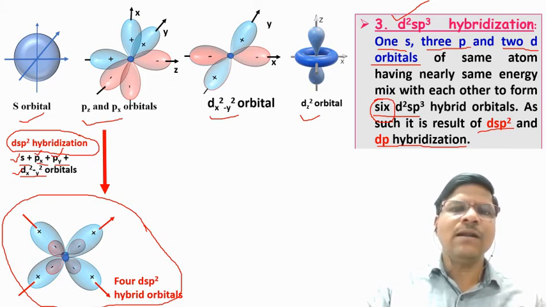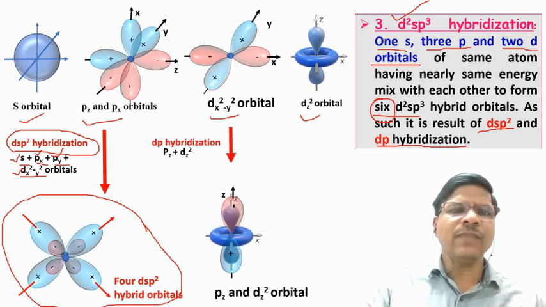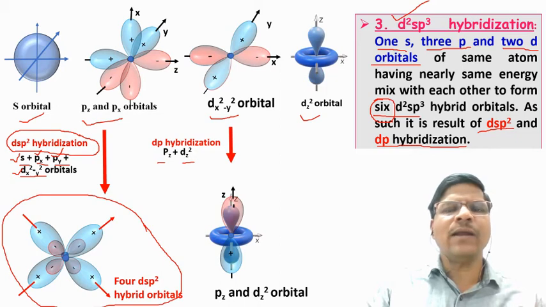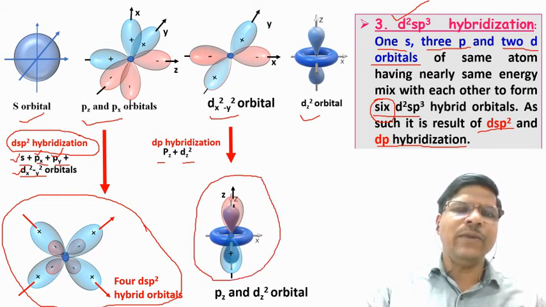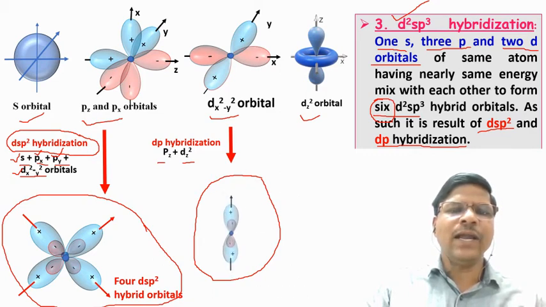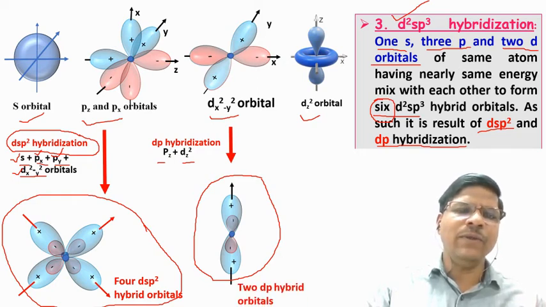Now the second type in this is the dp hybridization. The pz orbital and dz square orbital of the atom will be involved in the hybridization. These two orbitals together will look like this. They will undergo hybridization, and on hybridization we get the formation of two dp hybrid atomic orbitals, and they will be oriented along the z-axis.